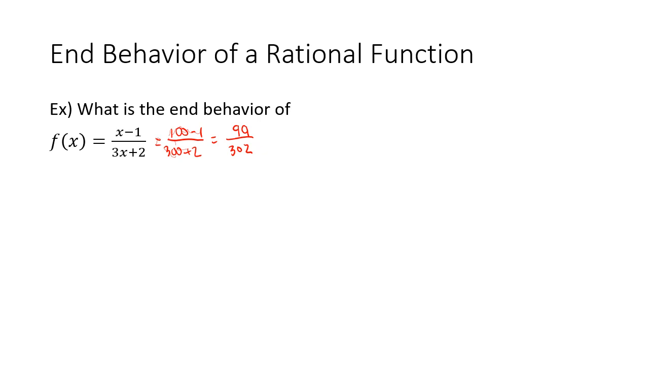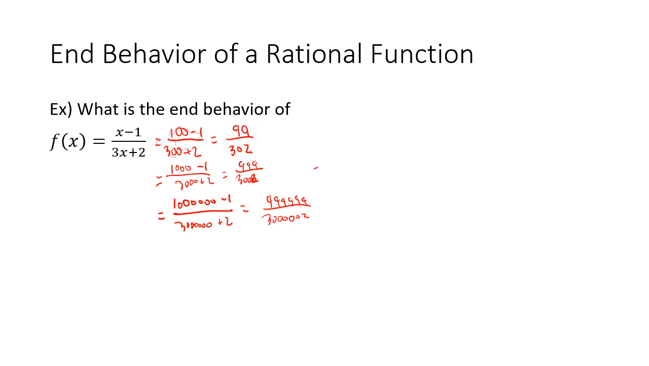If you used an even larger number for x, let's say 1,000, that's 1,000 minus 1 divided by 3,000 plus 2. Now you've got 999 divided by 3002, which again is almost 1/3, and it's even closer to 1/3 this time. And if you went bigger, let's say we use a million, a million minus 1 divided by 3 million plus 2, that's 999,999 divided by 3 million and 2, which again is basically 1/3 for all intents and purposes.